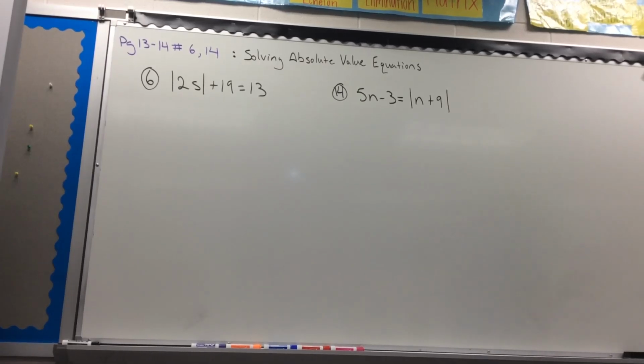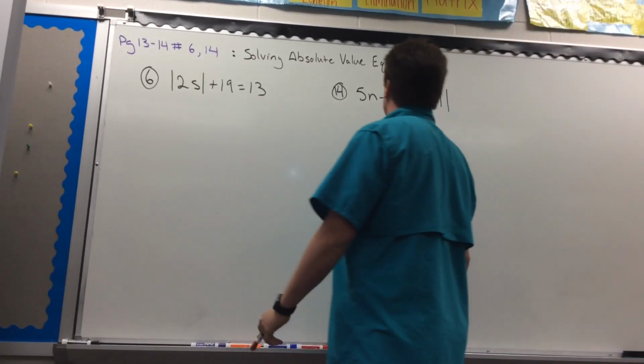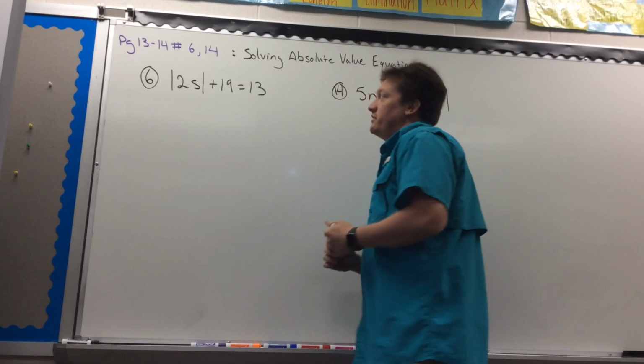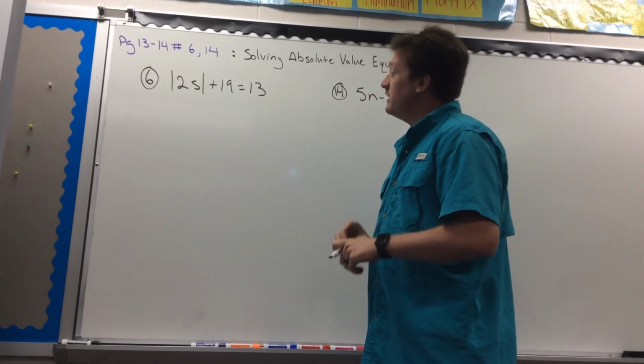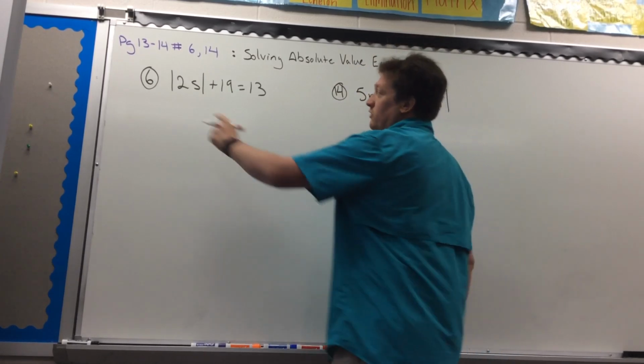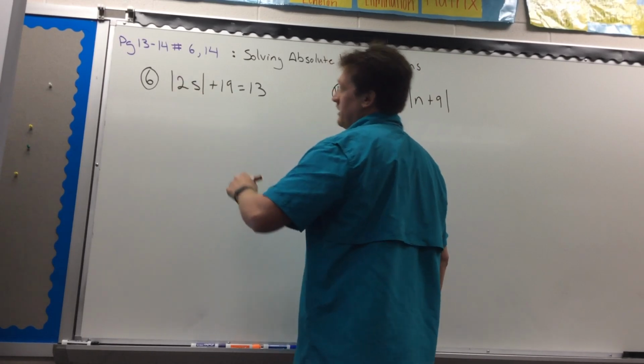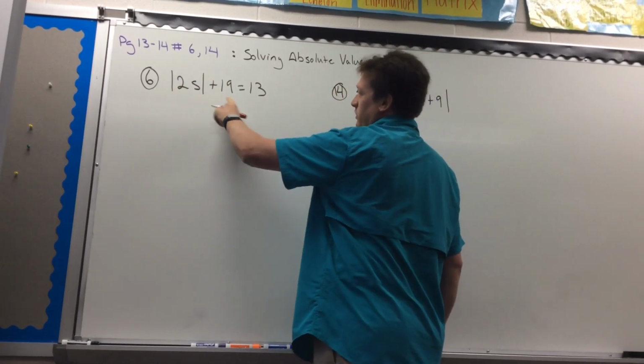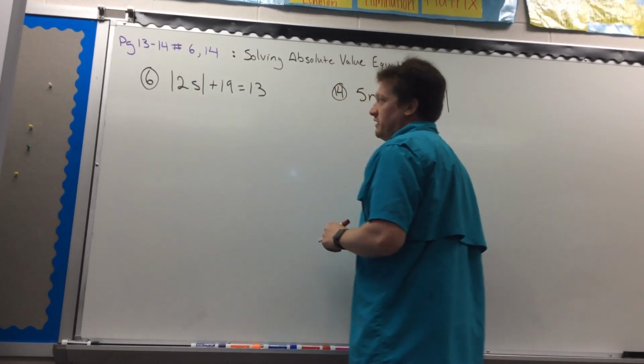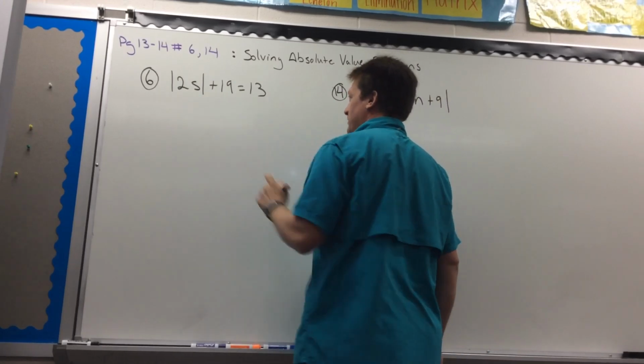Okay. All right, solving absolute value equations, and we're checking for extraneous solutions, if there are any. So the first question that we have is question number 6 on page 13. The absolute value of 2s plus 19 is equal to 13. First step is to isolate the absolute value.